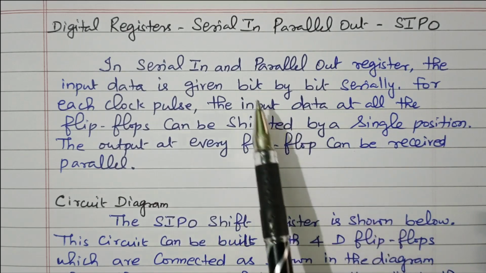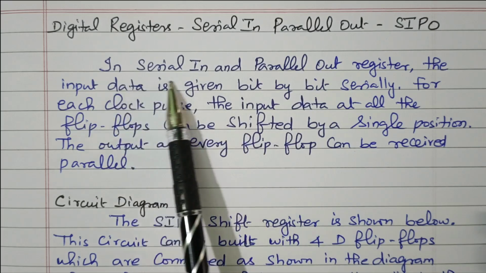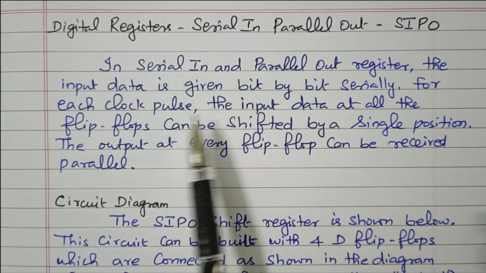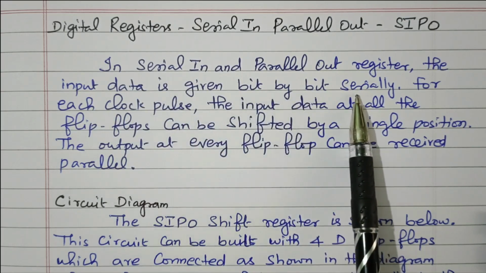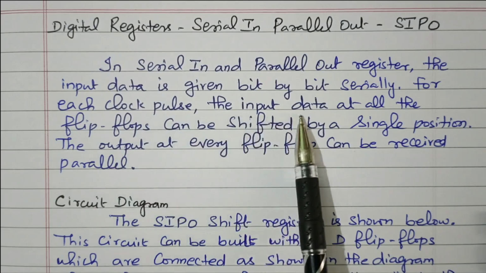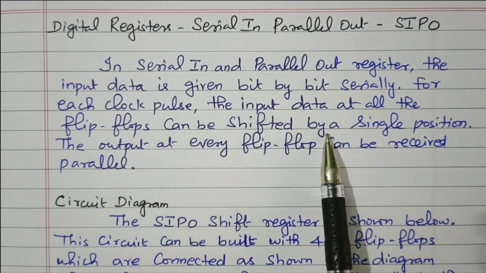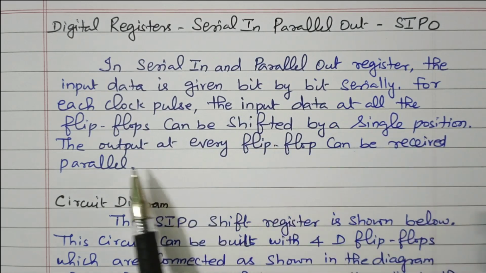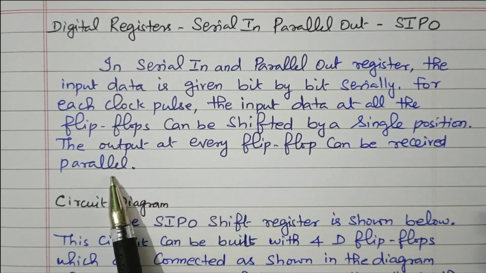Now we'll go to the topic, serial in parallel out digital register. In serial in parallel out register, the data input is given bit by bit serially. We are passing the data serially. For each clock pulse, the input data at all the flip-flops can be shifted by a single position. The output at every flip-flop can be received parallelly.